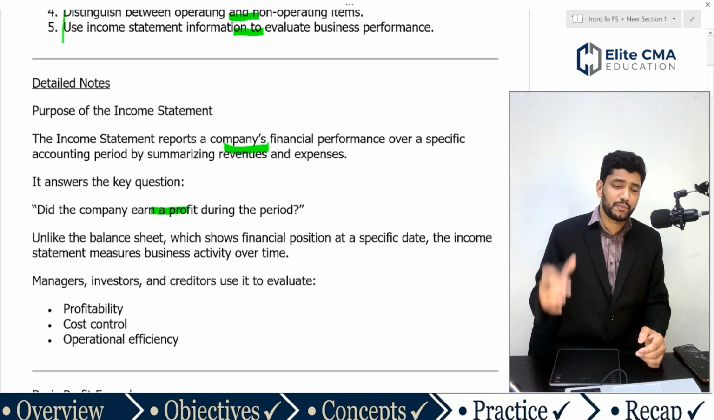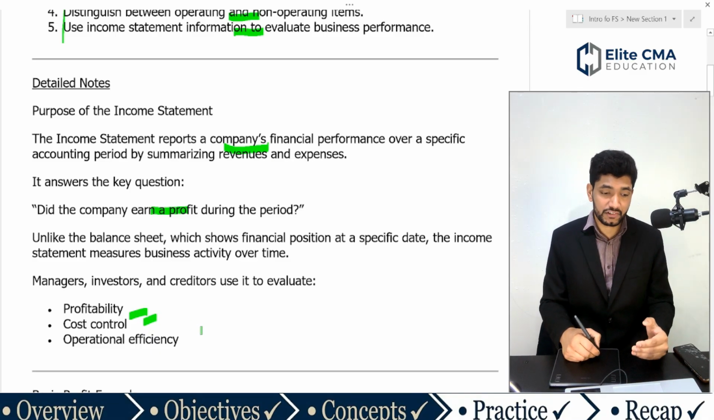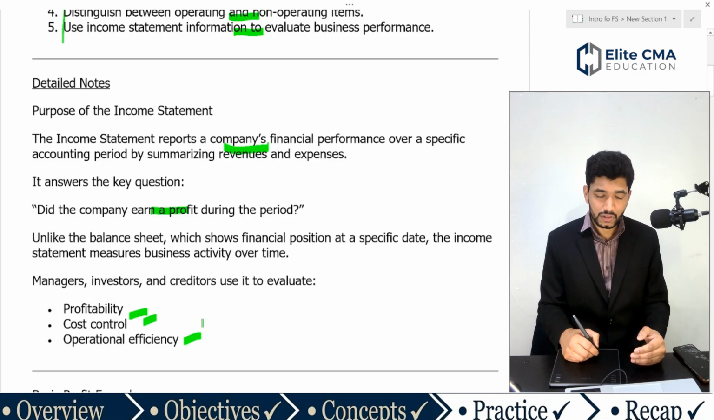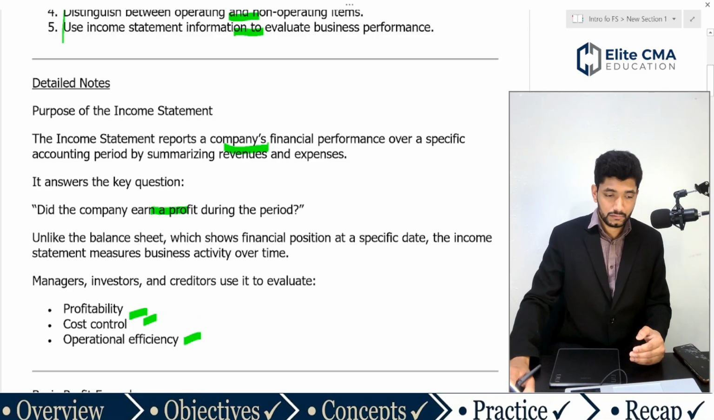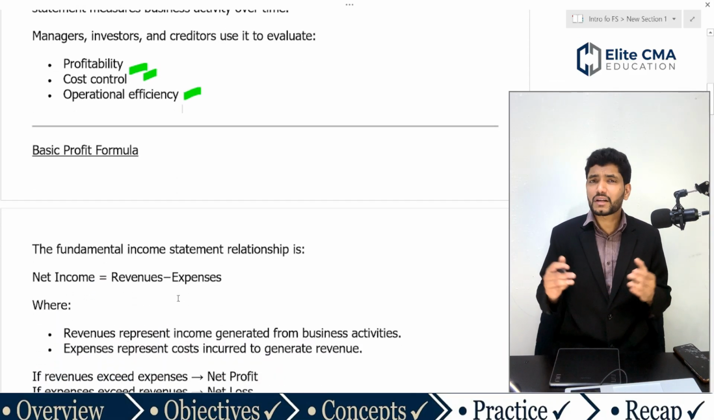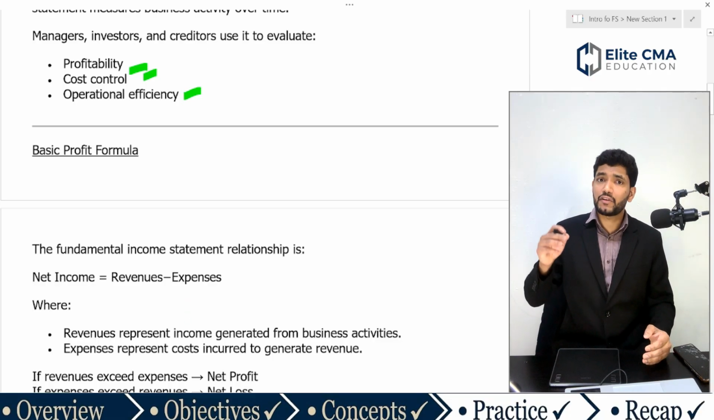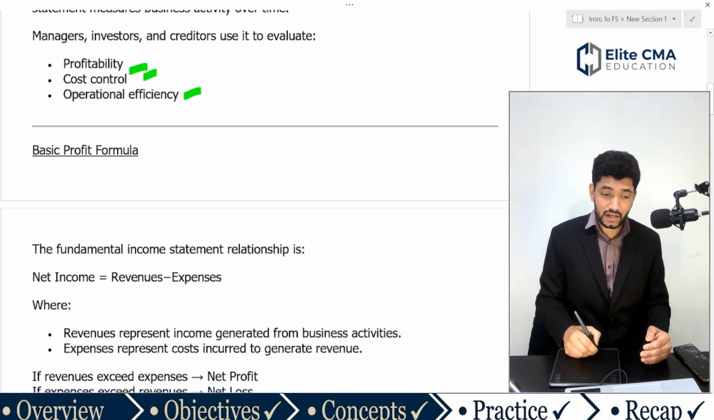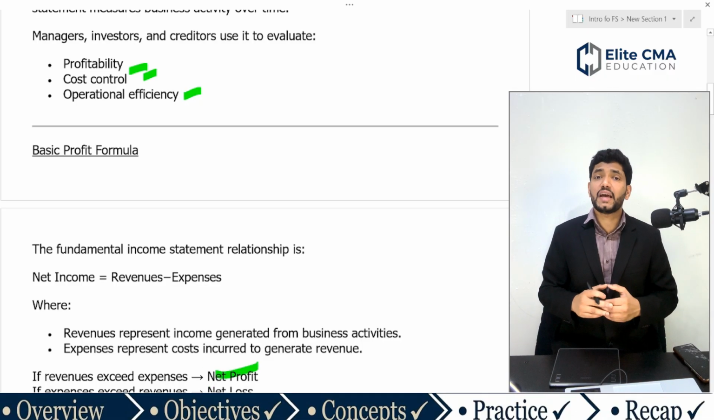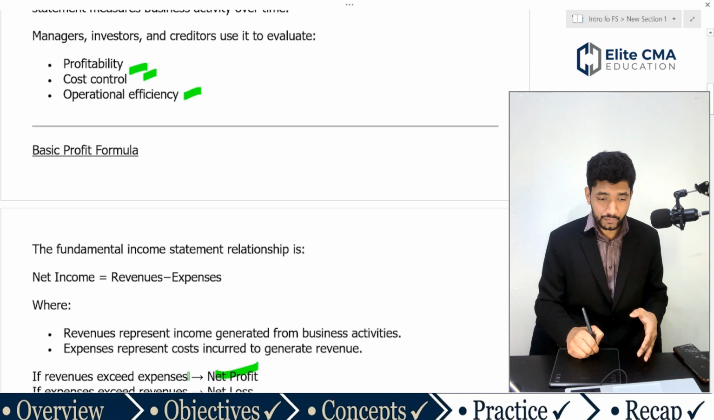So the key purpose of the income statement is to evaluate profitability, help in cost control, and evaluate operational efficiency. The basic formula of the income statement is total revenue minus total expenses. That is the formula for net income. If the revenue exceeds total expenses, that creates a net profit. If the expenses exceed the revenue, that creates a net loss.